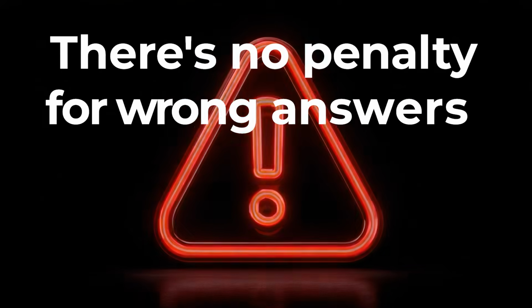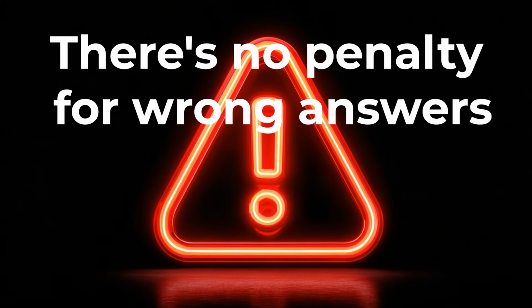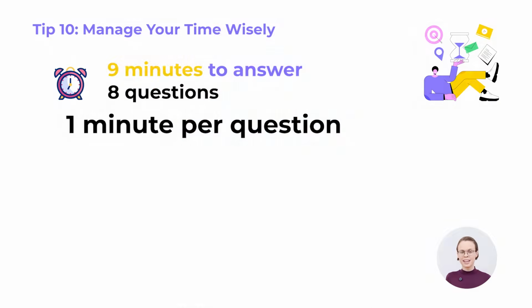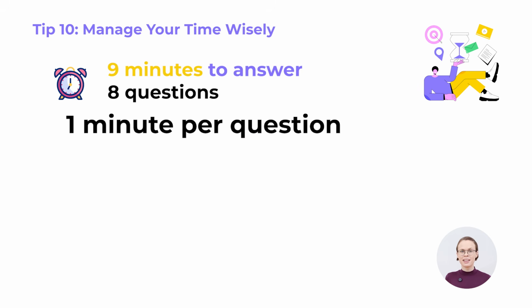Remember, there's no penalty for wrong answers, so you should never leave a question blank. Don't forget to keep an eye on the timer throughout part 2, so you make sure that you have enough time to answer all questions. Those are 10 essential tips for scoring high in CELPIP reading Part 2.